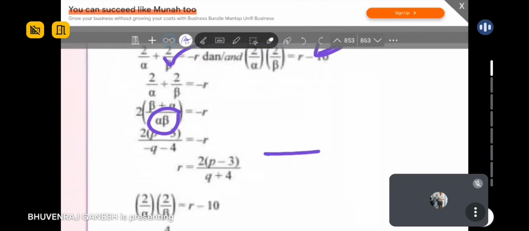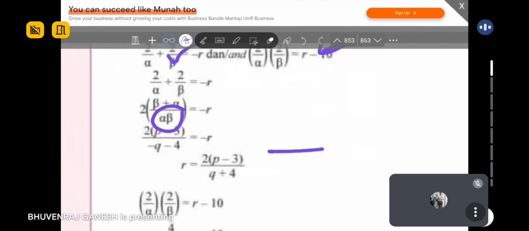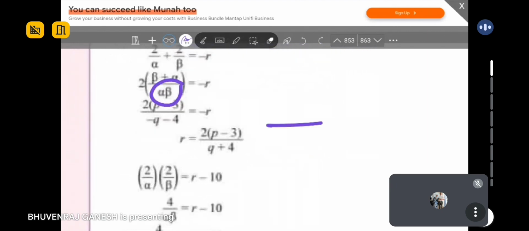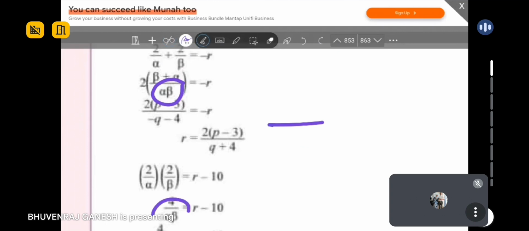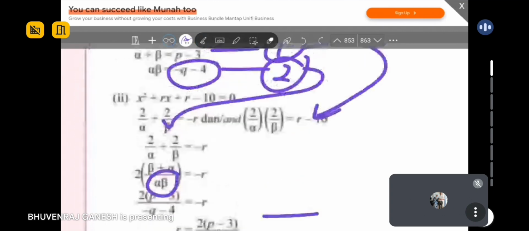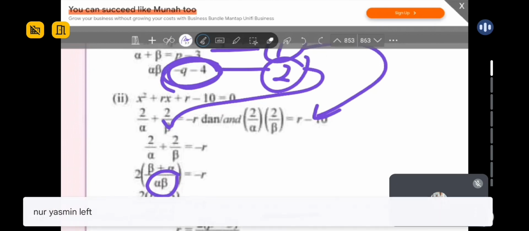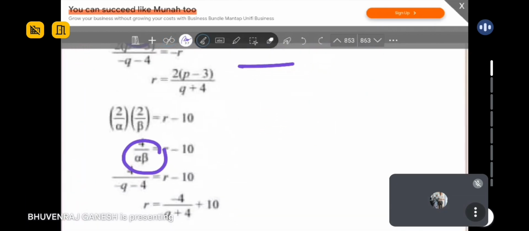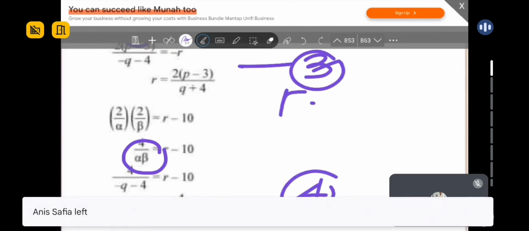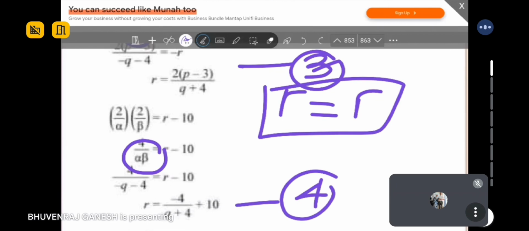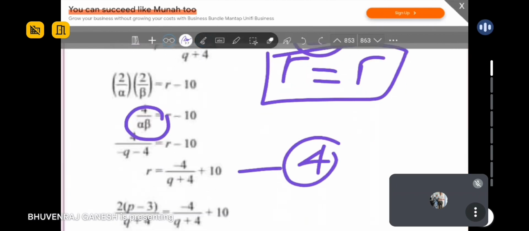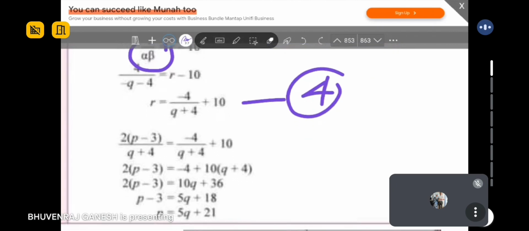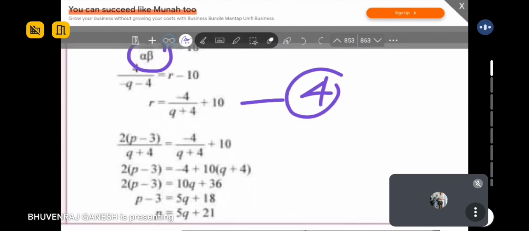So you got the second equation, P or R. You have this information. Here, alpha beta, substitute with this one. Then you expand and arrange until it looks like this. Third equation, fourth equation. So you let R equal to R. This is the concept. So you eliminate R already. Then just solve to express P in terms of Q.